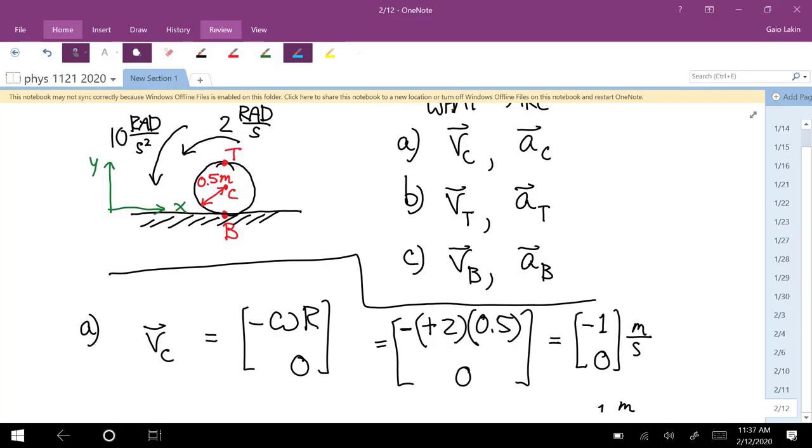What direction would you expect the center of this wheel to be accelerating? It's also going to be in the negative x direction because we know that it's speeding up. Okay, we know that the rolling is speeding up because the two angular quantities are in the same direction. So that means that the translational acceleration of the center also has to be in the same direction as the velocity vector.